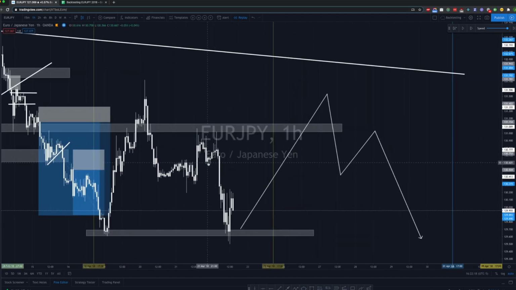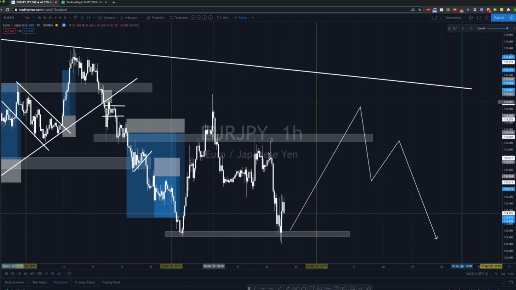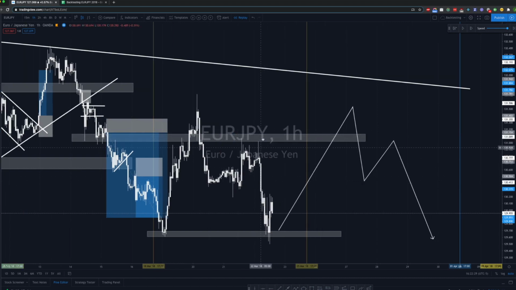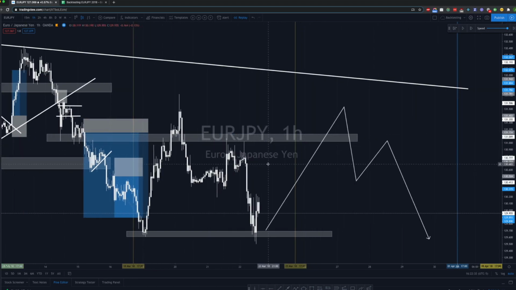All right, well that would have been a nice position there based off a kind of M formation, but it didn't come back into my level here. I would have taken a trade if it came back into the level, right? But I didn't catch an entry.